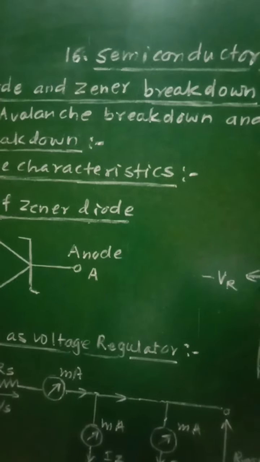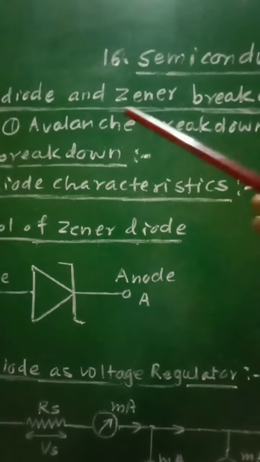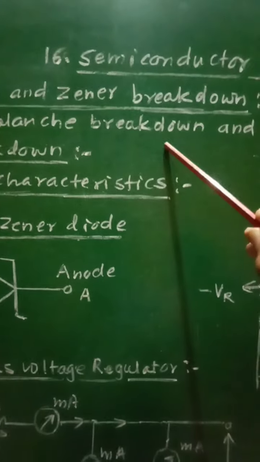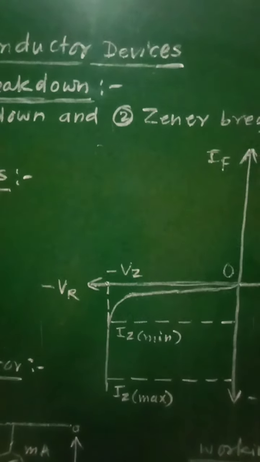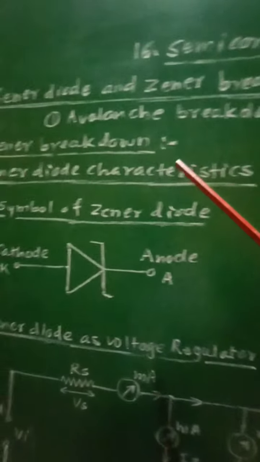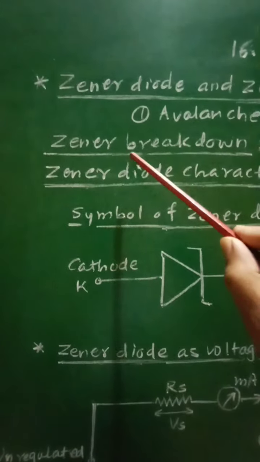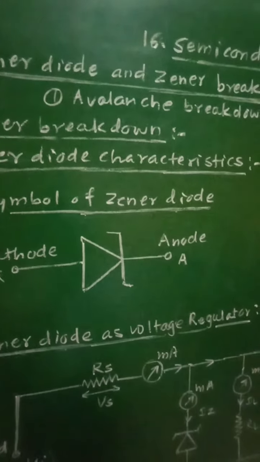There are two types of breakdown, namely avalanche breakdown and Zener breakdown. Now in the chapter we will deal with only Zener breakdown. Now what is that Zener breakdown? Let us see.